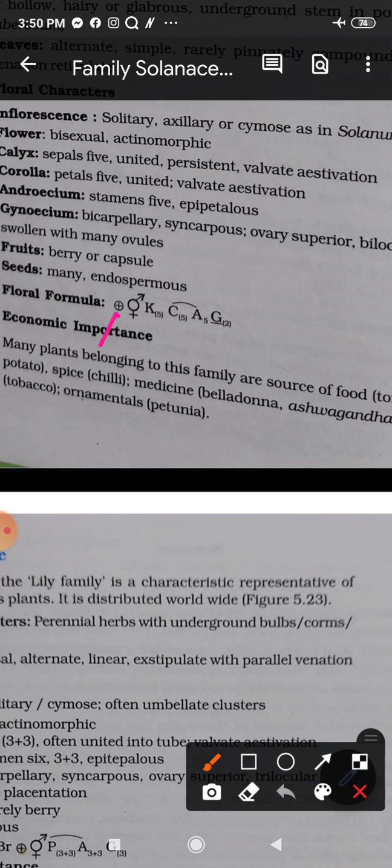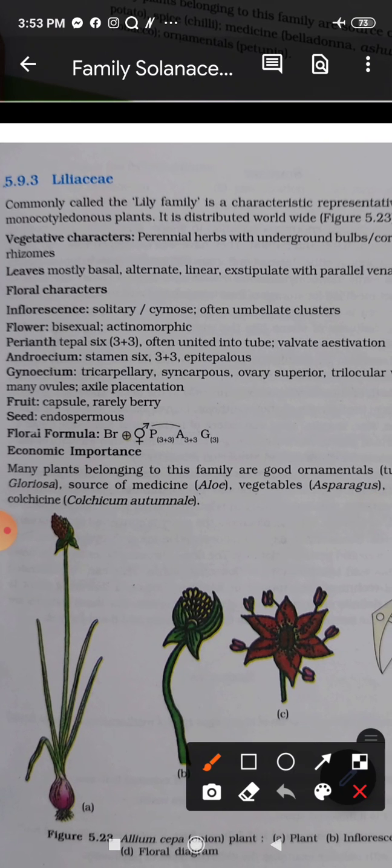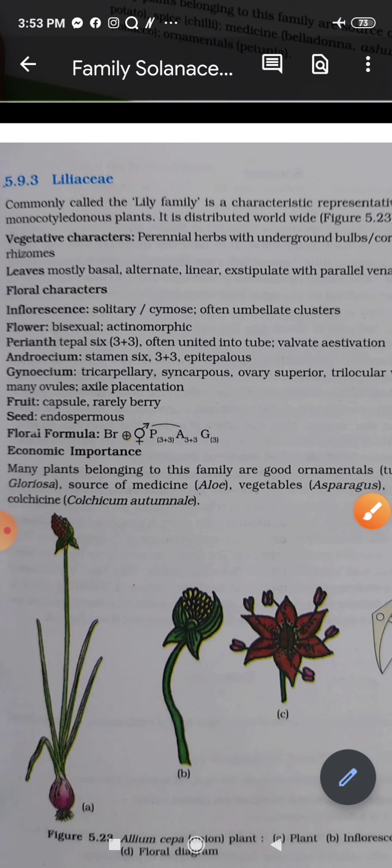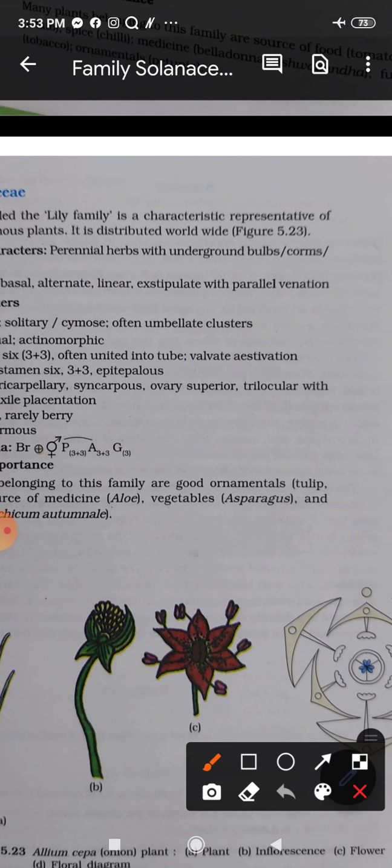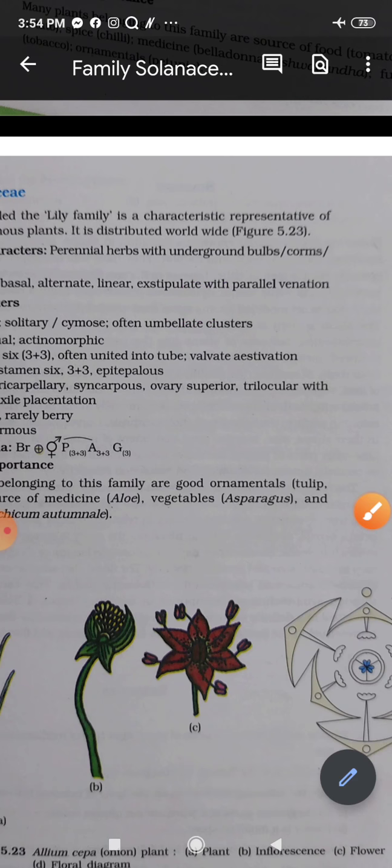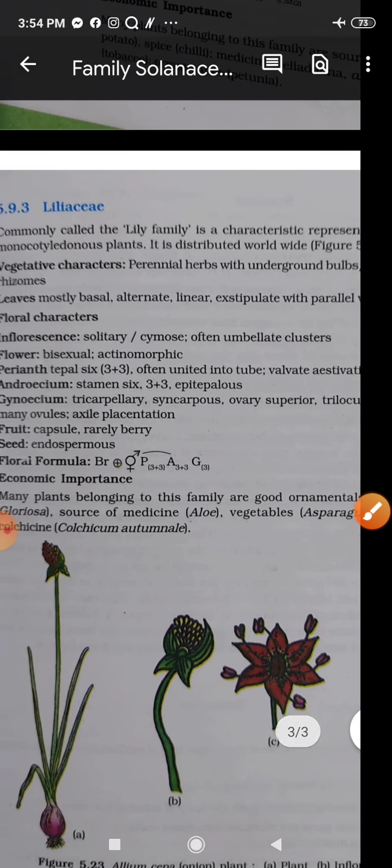Let's quickly go through the characteristics. Vegetative characters: they are perennial herbs. We know what herbs are. Perennial means they may live for 2 years or so, right? And herbs, we know, have a soft stem. With underground bulbs, that means they are either in the form of a bulb like the onion, or in the form of corm or rhizomes.